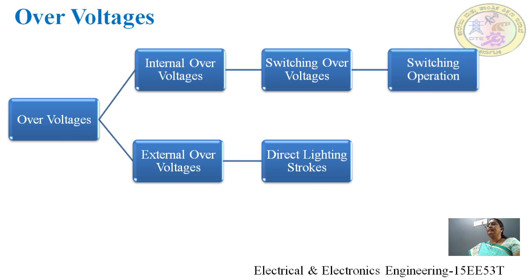Next, internal over voltage. This is present in indoor power system equipment. This is caused by the switching over voltage and the switching operation. During a switching operation, this may occur.